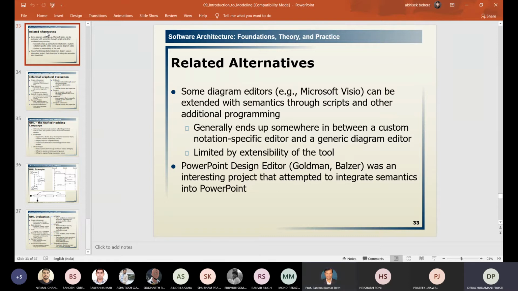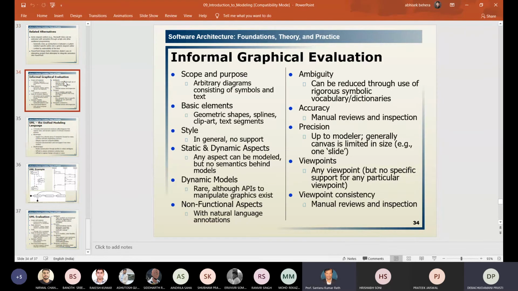Then PowerPoint design editor, another one. These are some alternatives by Goldman and Bulger. It was an interesting project that attempted to integrate some semantic aspects into PowerPoint. And their evaluation was the informal graphical evaluation.